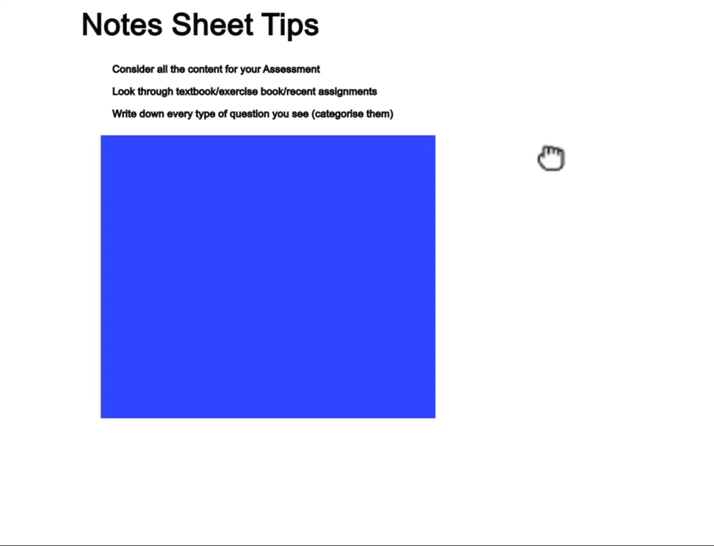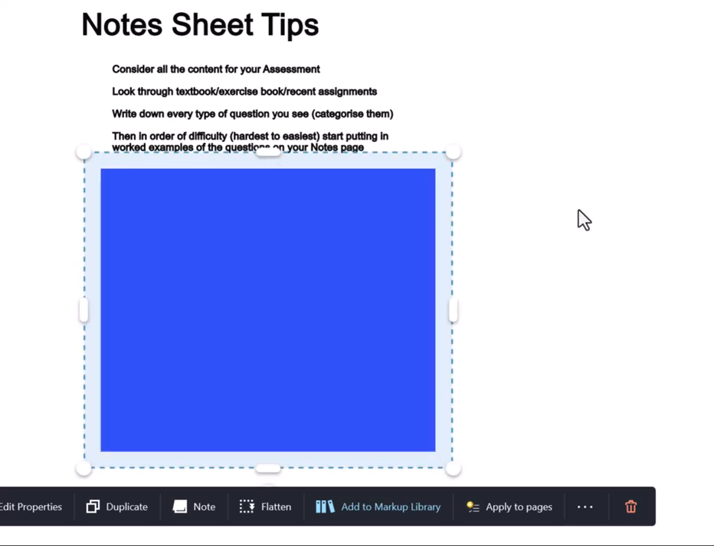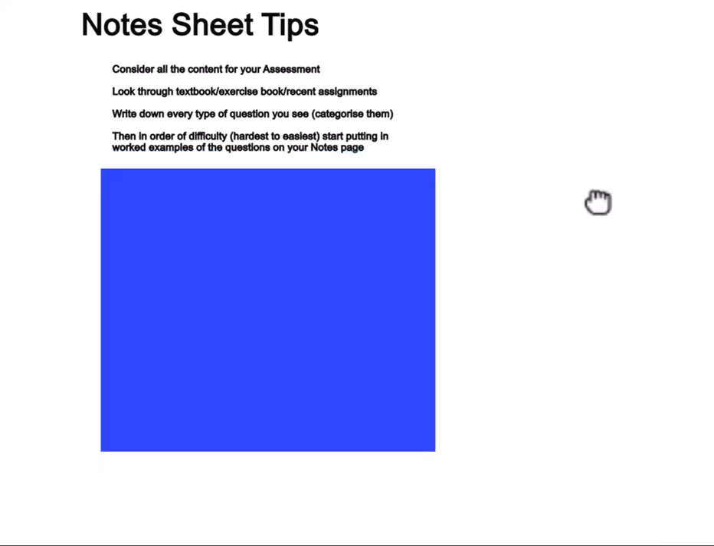Have it in a Word document or something. Write it on your page, on like a random page in your book, about what sort of questions are there. And then this next step is very important, that it relates to it. Once you have all the different types of questions that could be in your upcoming assessment, put them in order of hardest to easiest. The ones that you find hardest, okay? And then start putting in worked examples of those questions on your notes page.